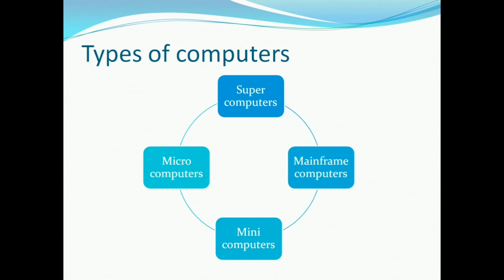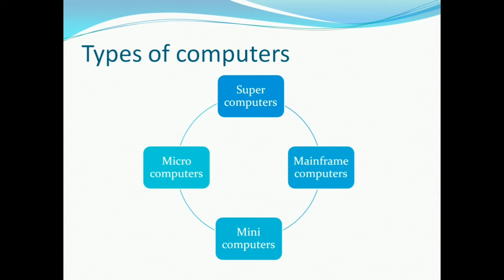And our second type of computer is called mainframe computers. Mainframe computers can also process data at very high speed and they are also quite expensive. They can be used by more than 100 users at the same time.